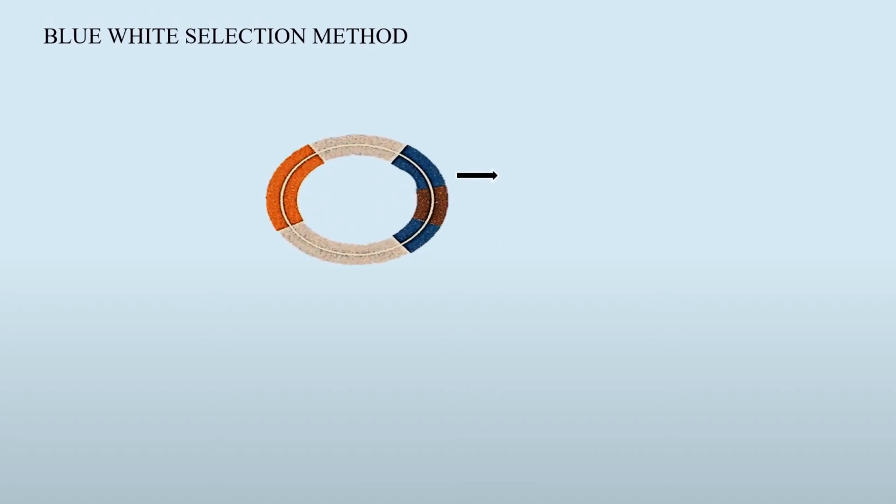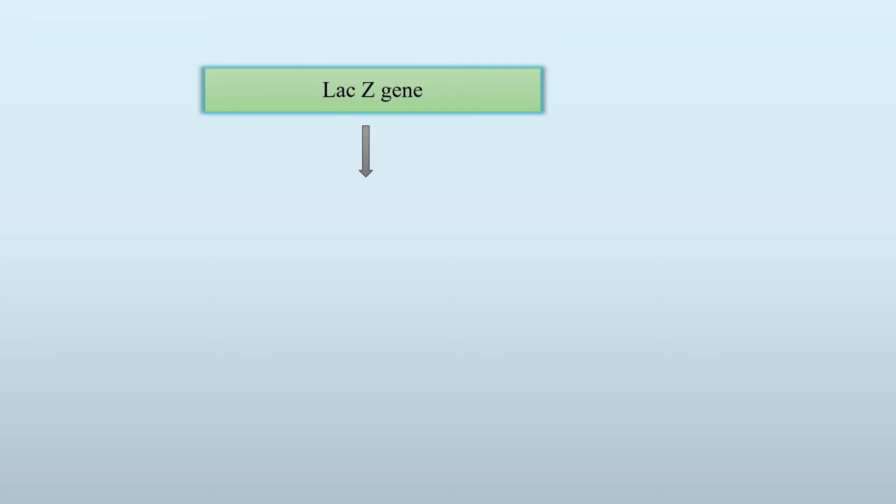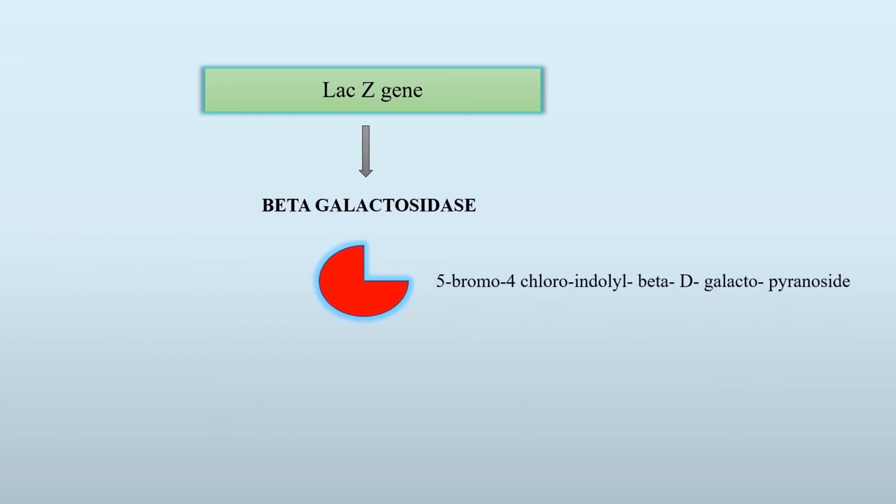Blue-white selection method. Blue-white selection method is used for screening of recombinant plasmid. The lacZ is a reporter gene inserted in the vector. The lacZ gene encodes beta-galactosidase. Beta-galactosidase breaks a substrate, 5-bromo-4-chloro-indolyl beta-D-galactopyranoside, into an insoluble blue-colored product.